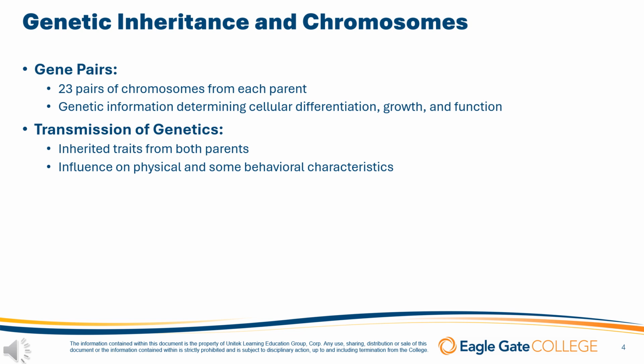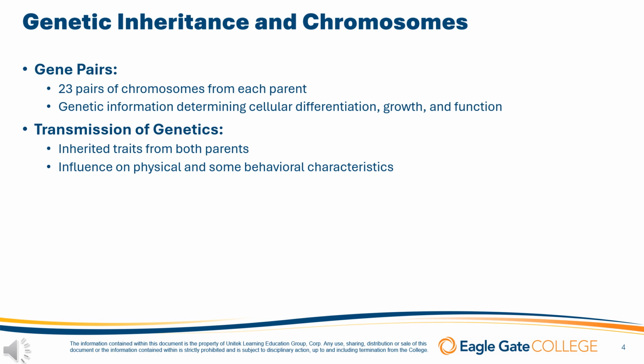Genes are the basic units of heredity and contain the instructions for making proteins, which are crucial for the structure, function, and regulation of the body's tissues and organs. For instance, genes determine whether a cell will become a muscle cell, a nerve cell, or a skin cell, among other types. This process is known as cellular differentiation.